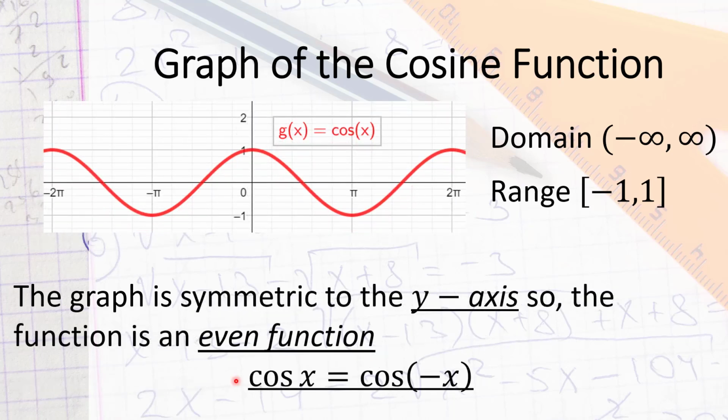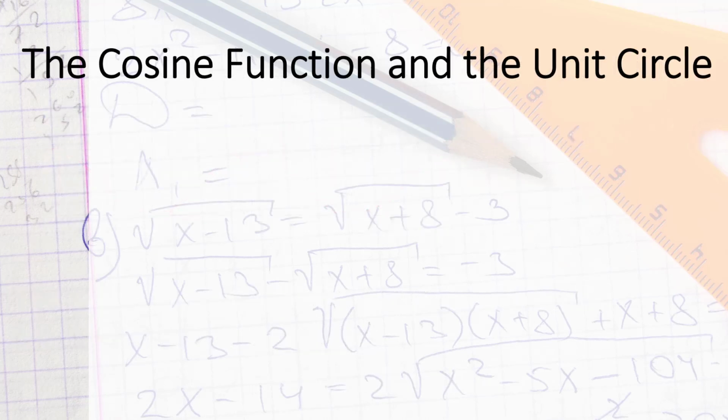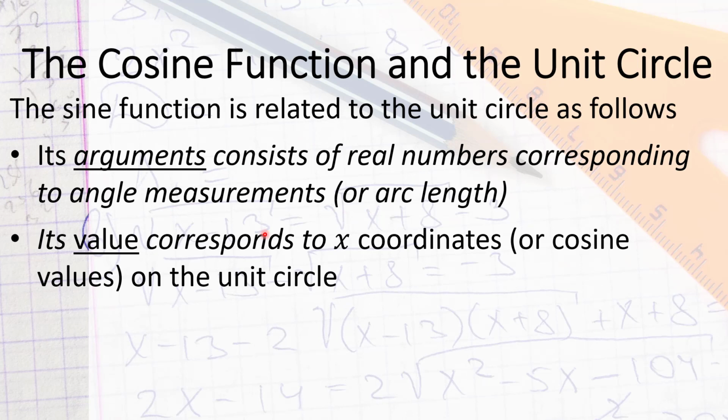Now, unlike the sine function, the cosine function is symmetric about the y-axis. Notice here that cosine of x is going to be equal to cosine of negative x, so it has symmetry about the y-axis, and that makes this function an even function. And what else can we say about this? Well, the arguments of cosine, once again, consist of the real numbers corresponding to the angle measurements or the arc length on the unit circle. And then the value corresponds to, in this case, the x-coordinate.